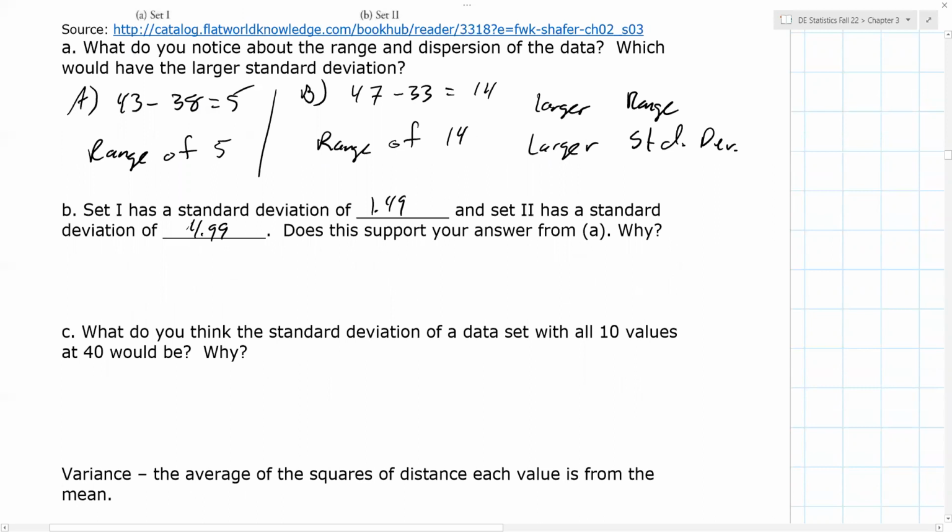What do you think the standard deviation of a data set where all 10 values are at 40, what do you think that standard deviation would be? Take a second, think about it.